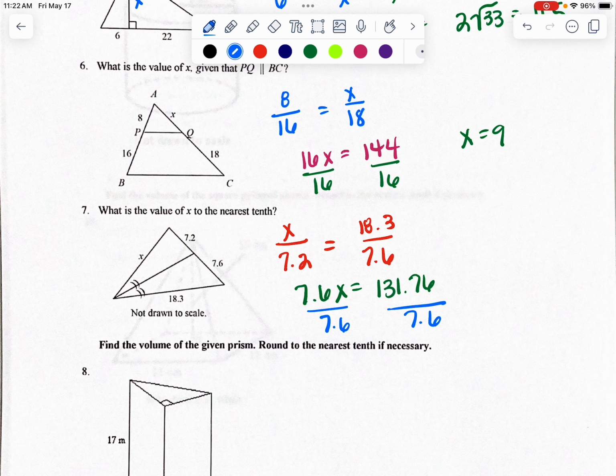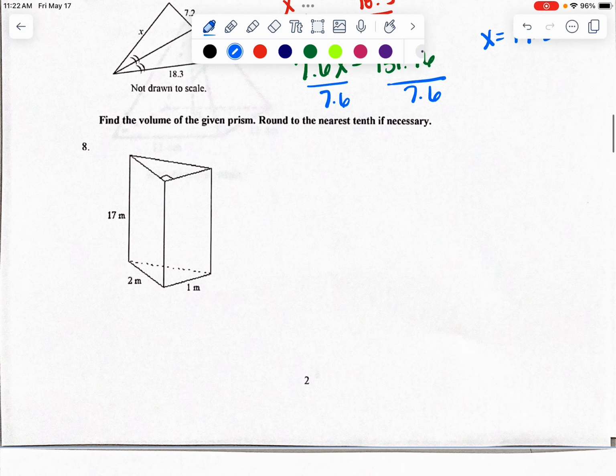So the answer rounded to the nearest tenth on this one is 17.3. Number 8, the volume of a prism. The volume formula for a prism is the area of the base of the prism times the height of the prism. This particular prism happens to be a triangular prism.